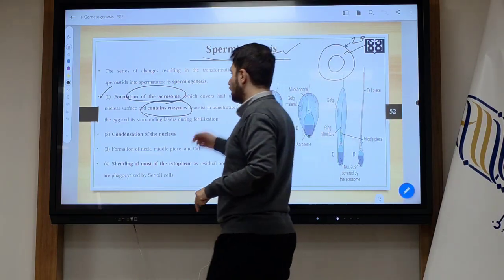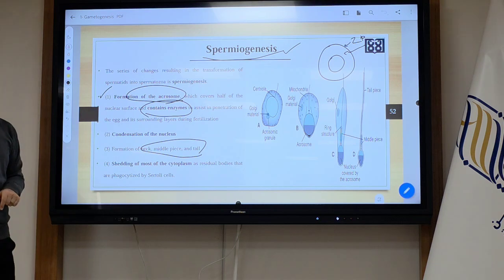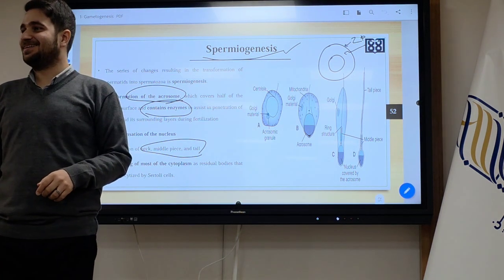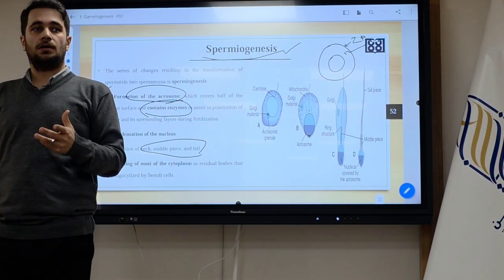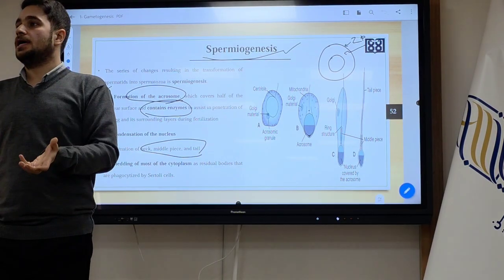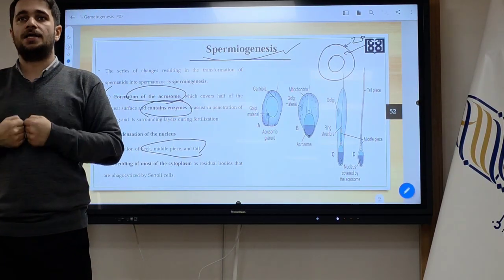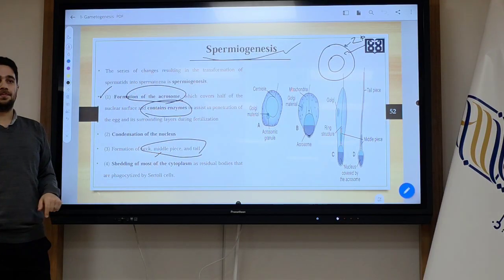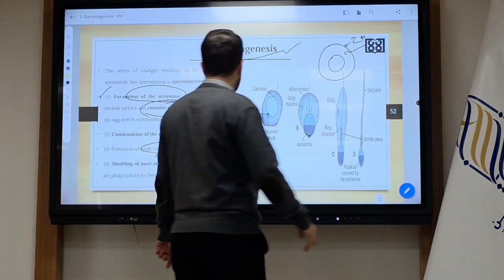And this sperm also needs a tail and a middle piece. Why does it need the middle piece? To help the movement. How? By making energy, making ATP. This sperm wants to go, wants to move, so it needs energy. The energy, or the ATP, is made in the middle piece. And it needs to swing, so it needs a tail.